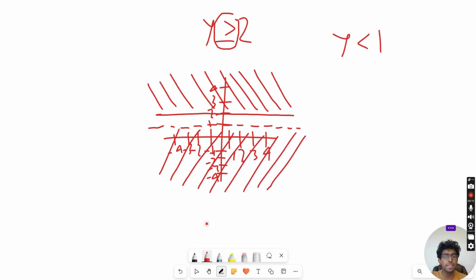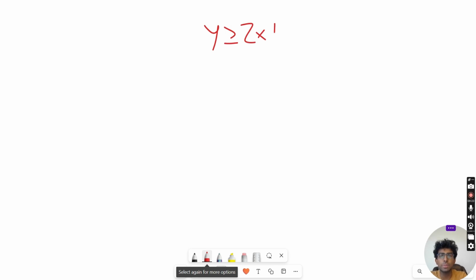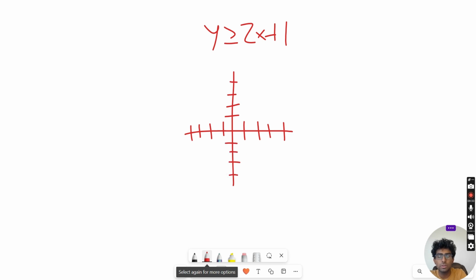So this is a pretty simple example. Let's do one with an actual slope-intercept equation. So let's say y is greater than 2x plus 1. So I'm going to once again graph and make sure to label my points. So 1, 2, 3, 4, negative 1, negative 2, negative 3, negative 4, and 1, 2, 3, 4, negative 1, negative 2, negative 3, negative 4.